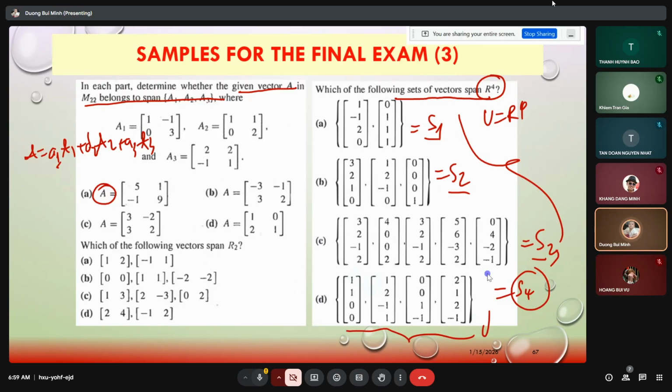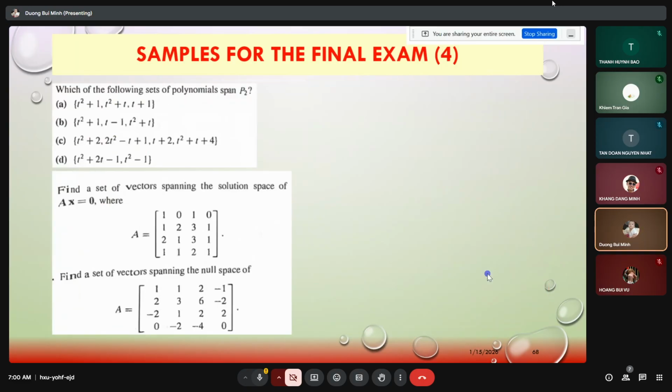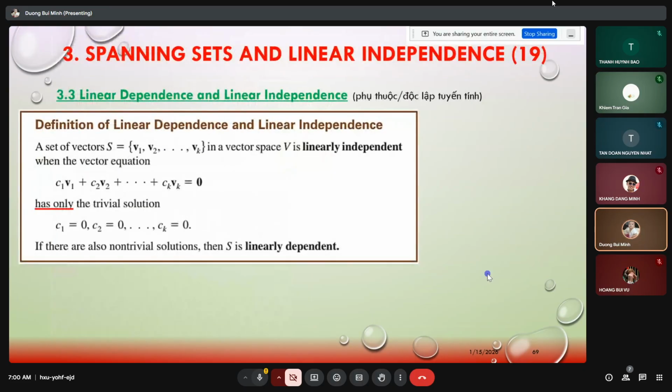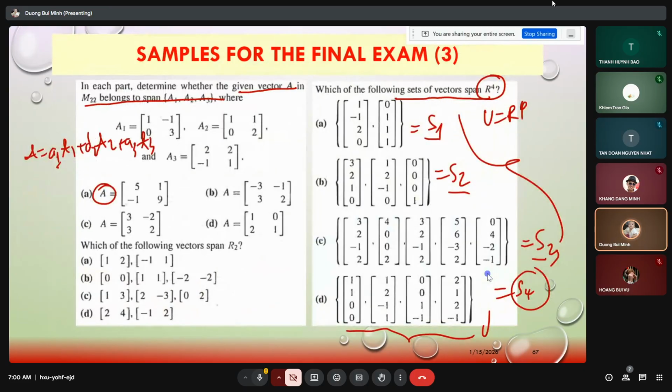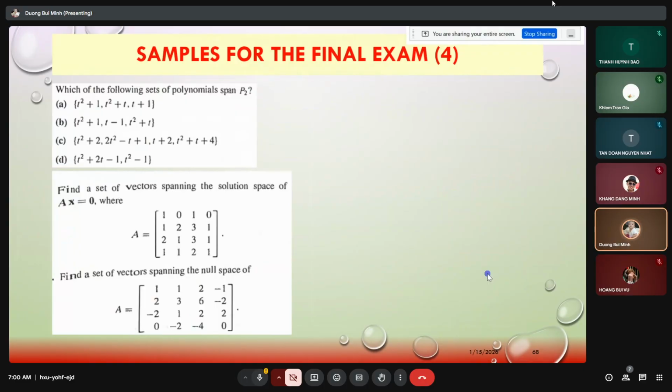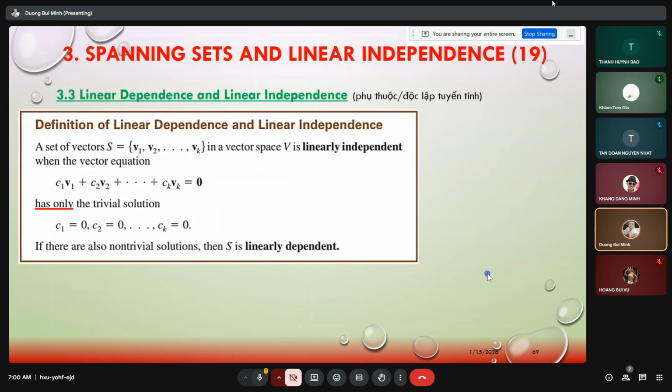For linear algebra, I will combine written exams with multiple choice. Which of the following sets of polynomials spans P2? Span P2. So these are samples of the final exam. Please take them into account.